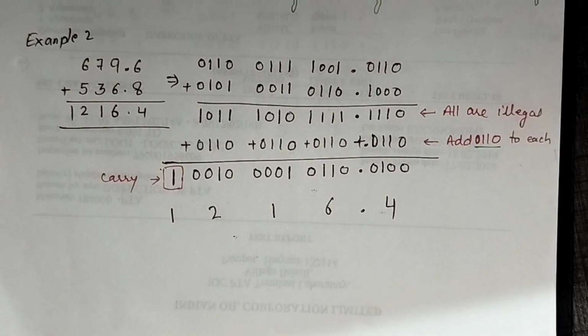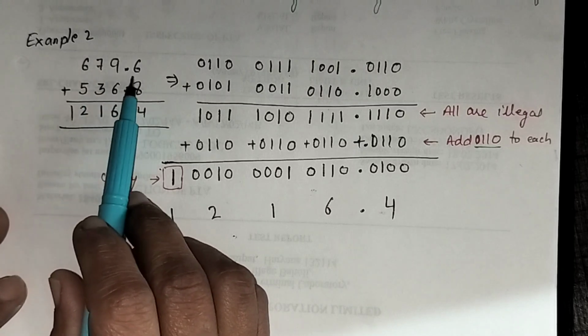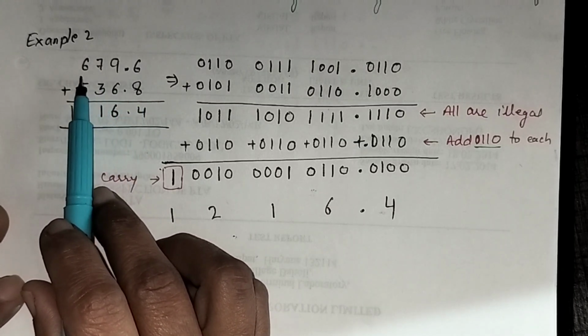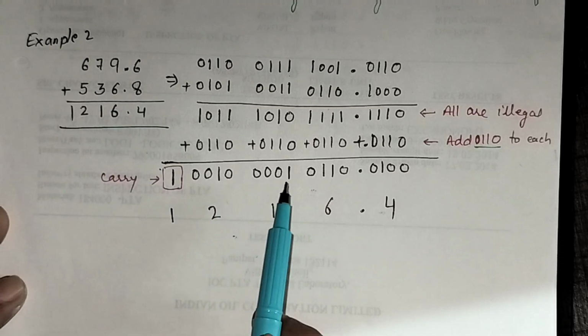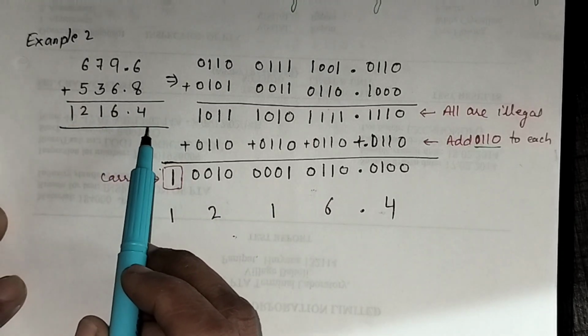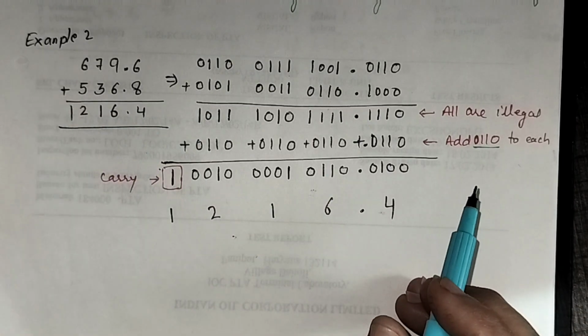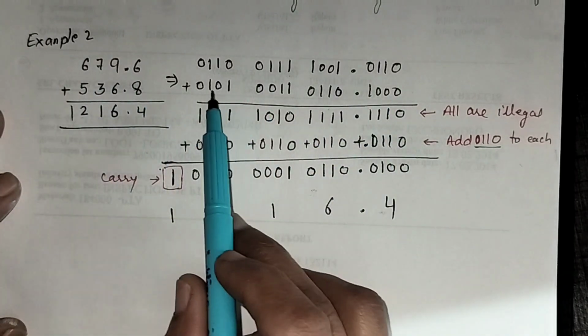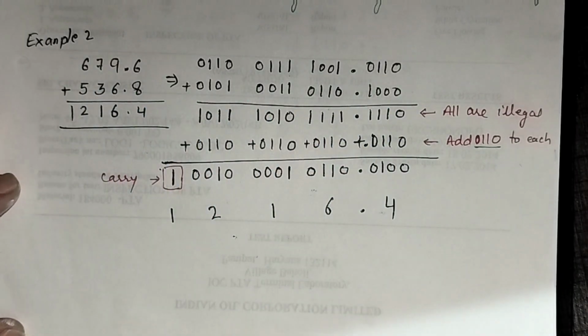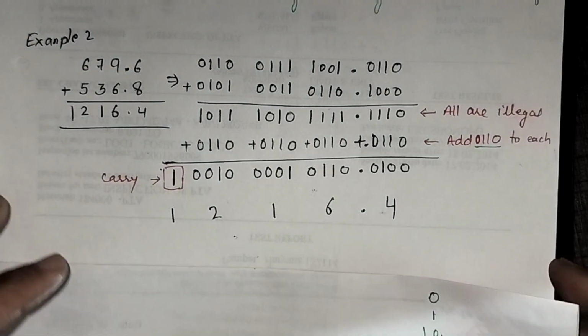Now we'll do one more question for more clarification. Now we have taken the numbers 679.6 and 536.8. After adding we will get this answer. Now we will perform this using BCD addition. This is the code for this number and this is the code for this number. Now we will add these using the same approach.